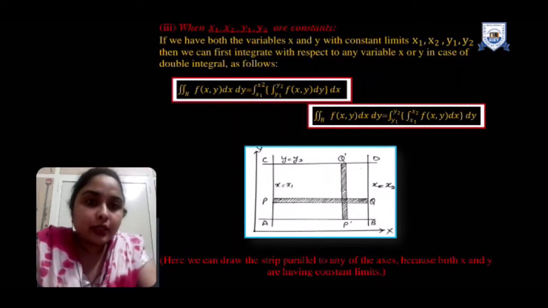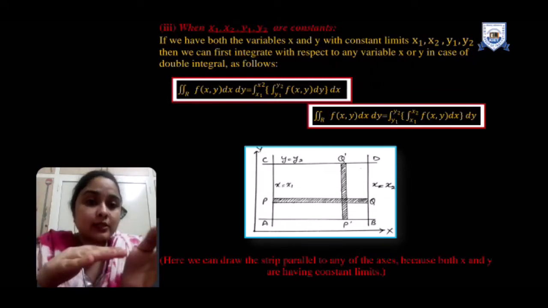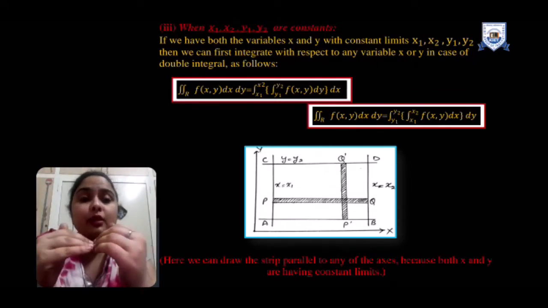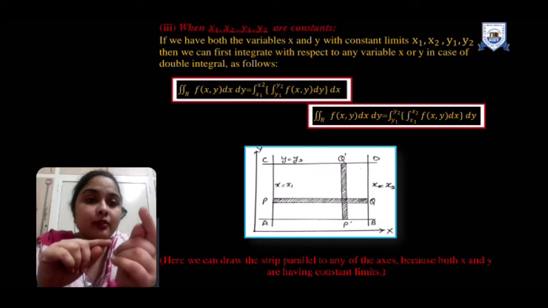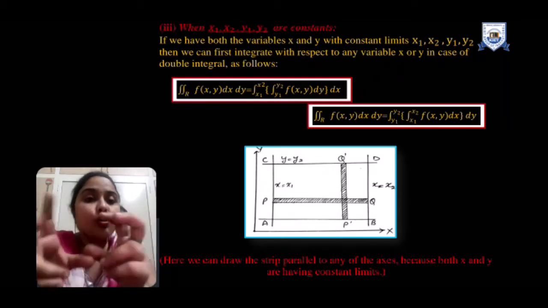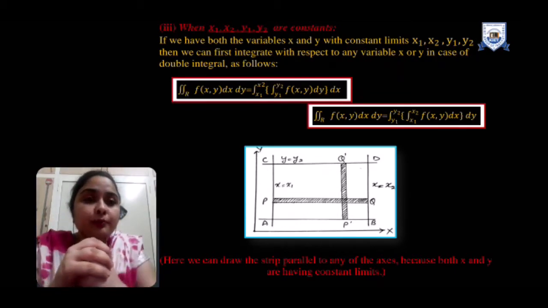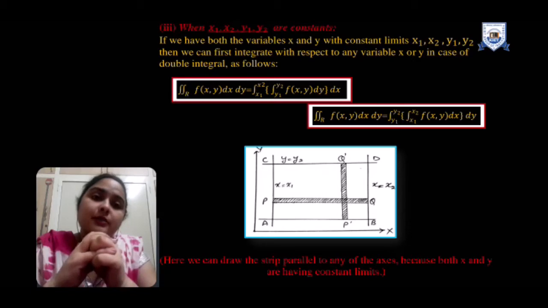Now the last kind of integral we will see in this exercise will be when x1, x2, y1, y2 are constants. When x1, x2, y1, y2 all are constant, then we will have to just be careful about what are the limits associated with x, that is x1 and x2, and what are the limits associated with y, that is y1 and y2. We can't separate the limits of that function with respect to that variable, but we can exchange the order without any problem. So in this case, we can integrate it in two ways, as I have shown in these brackets, in these boxes.